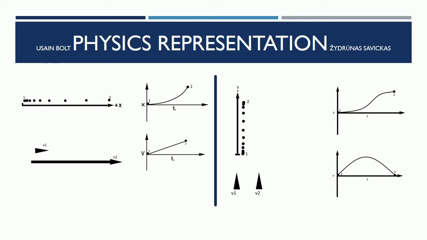Zydrunas Savickas' motion diagram shows that the weights move in the positive direction. The velocity vectors show that the weights both start and end at rest. The velocity graph shows that the weights speed up in the middle of the lift but start and end at rest. The displacement graph paints the same picture.